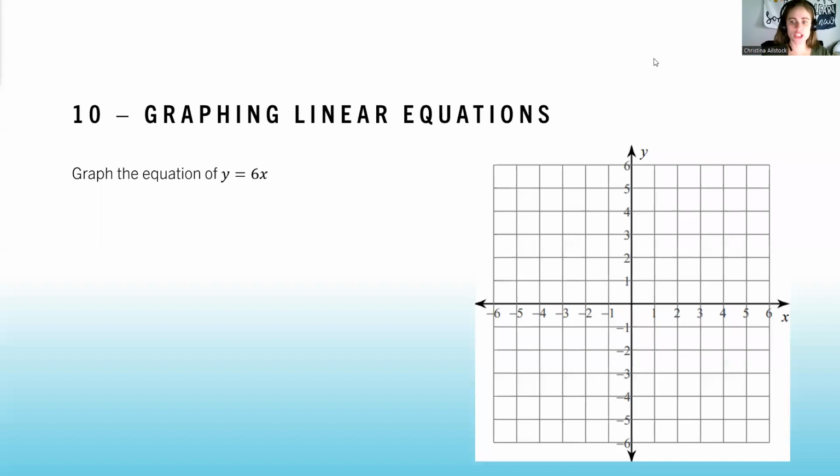All right, final question here is we are now going to graph this equation. And this equation that we're given here is both proportional and linear. So we can look at this in both ways when it comes to graphing. It's a perfect example.